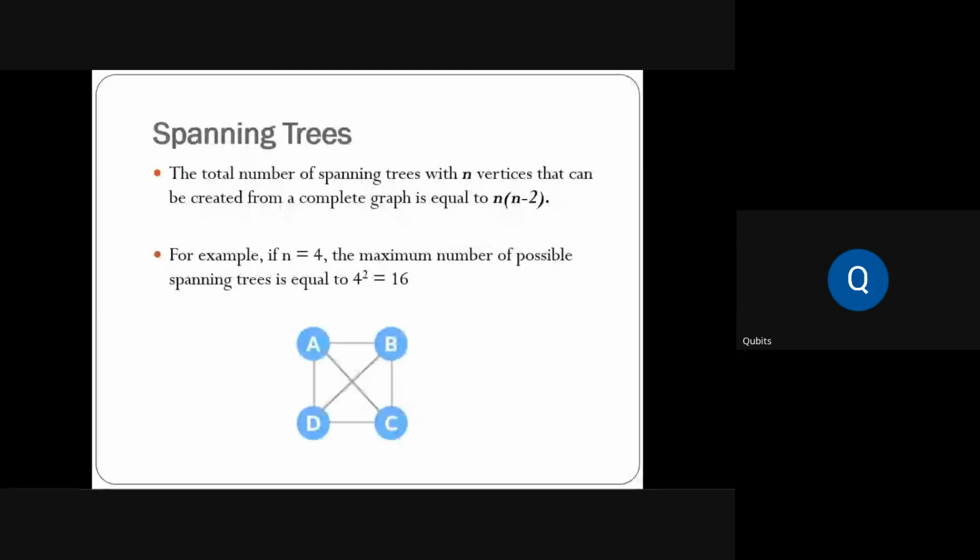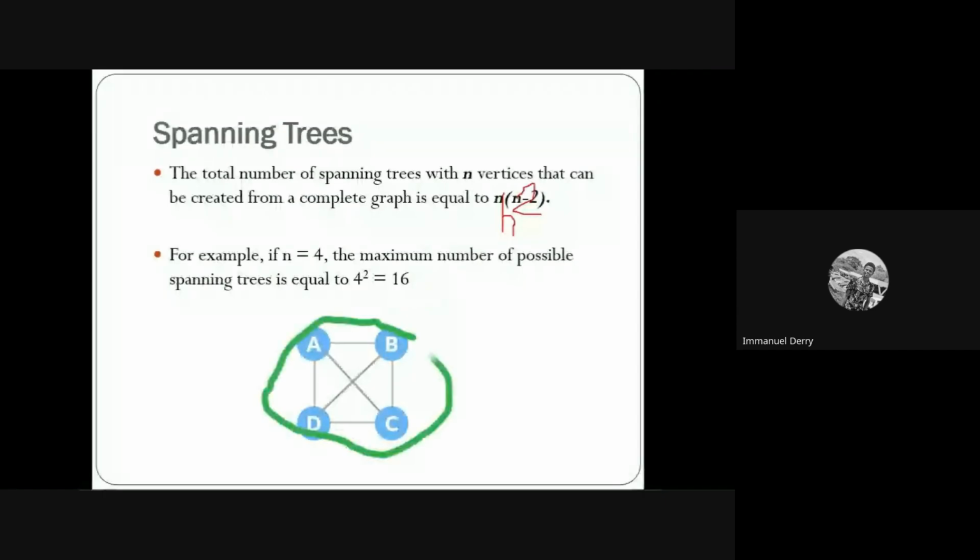Oh, okay. So n minus 2 is the power, is the index. N minus 2 is the power. So this is n raised to the power n minus 2, and then I'm going to get 16. So if you are to extract or construct subtrees from this, you're going to get 16 of them. Maybe after the class, we can try to see if you get 16 of them.